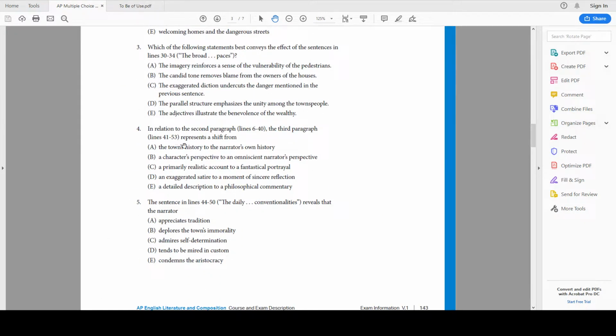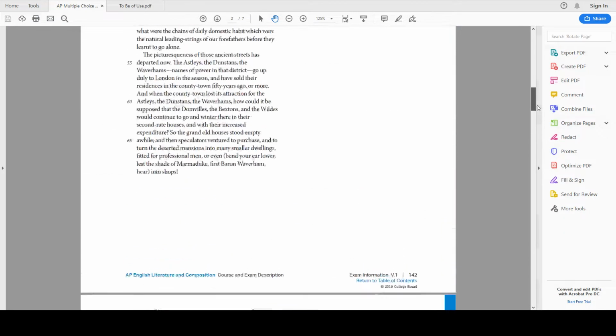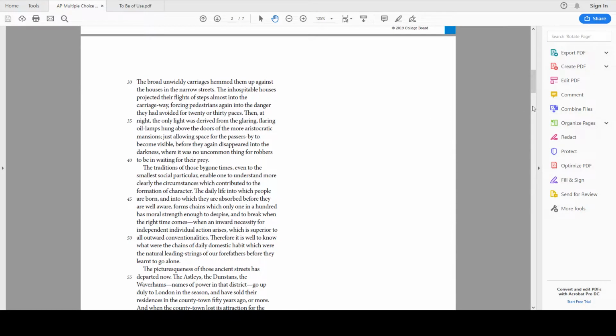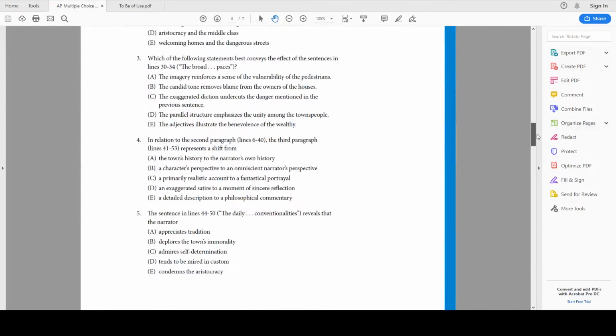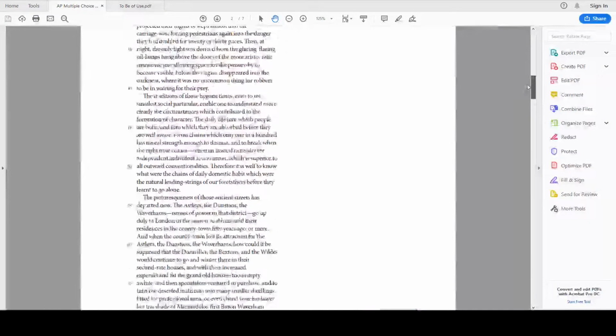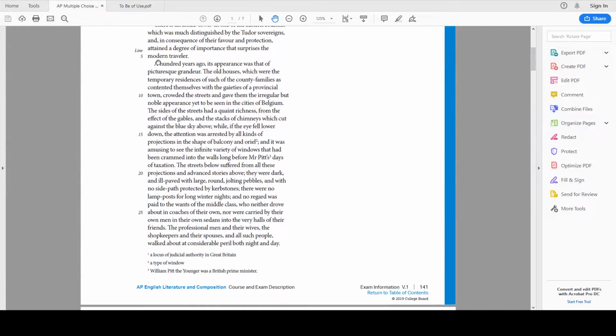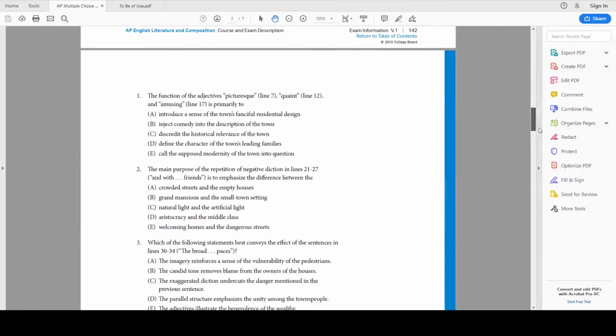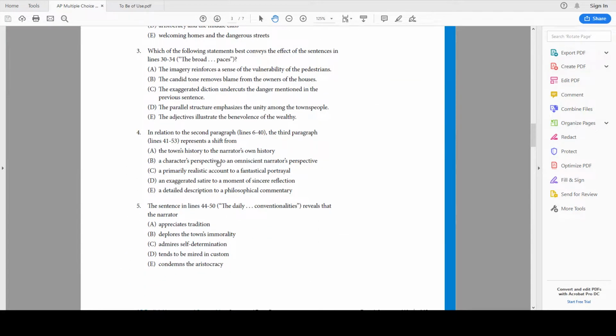So, the town's history to the narrator's own history. We didn't see any words like my or I in the third paragraph, so I'm going to ignore that one. The character's perspective to an omniscient narrator's perspective. Well, clearly paragraph 2 is not a character narrator. You don't know anything about them. It's omniscient. It seems to know things from different times and different places, so that makes it omniscient. So it's an omniscient narrator in both paragraphs.